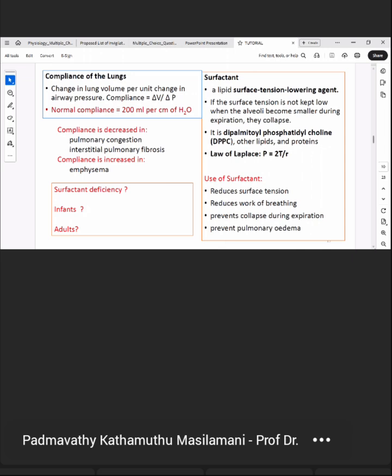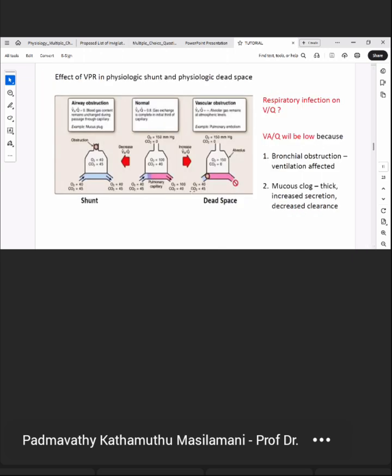Okay, so dead space and shunt. The VA by Q ratio is very important. Just now I mentioned physiological dead space and physiological shunt. Physiological dead space is when there is no perfusion, which occurs in pulmonary embolism. In pulmonary embolism, when there is no blood flow, the wasted ventilation comes under the category of physiological dead space. The VA by Q ratio is infinity.